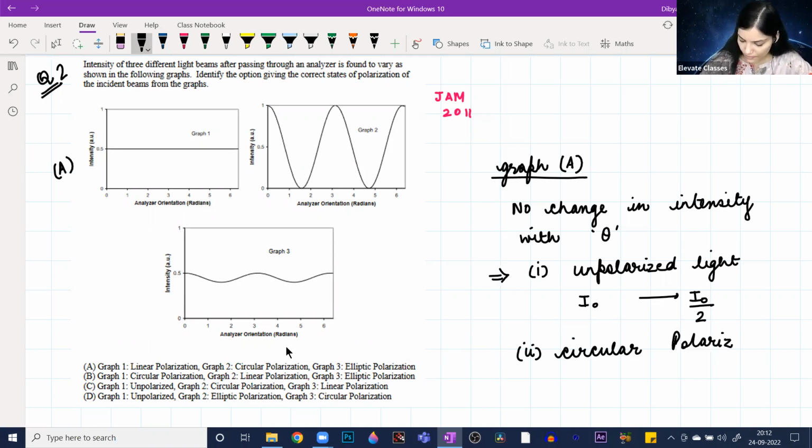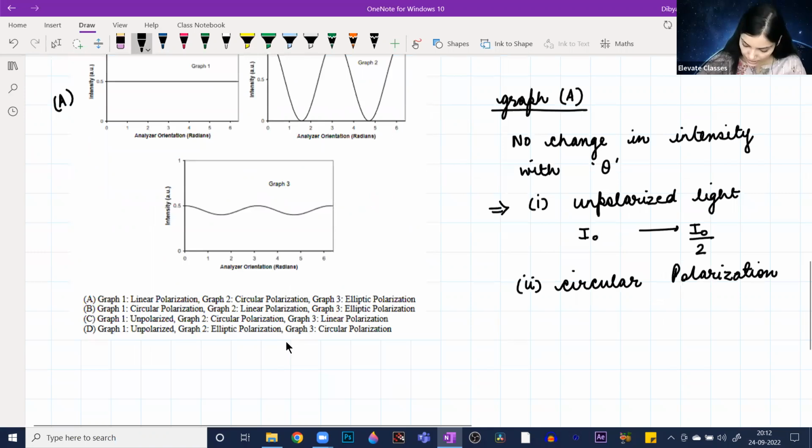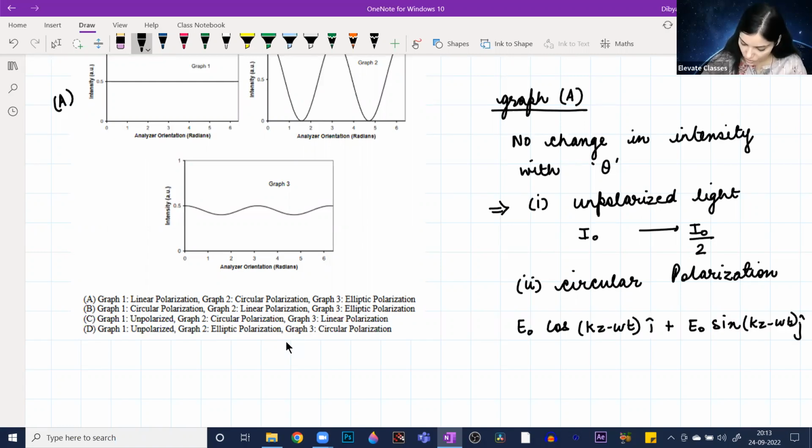Okay, ये क्यों correct है? We'll have to give it some thought. So circular polarization में क्या होता है? That I have E naught cos(kz minus omega t) i cap plus E naught sin(kz minus omega t) j cap. Okay, so इस तरह से I can write some electric field for a circularly polarized light.